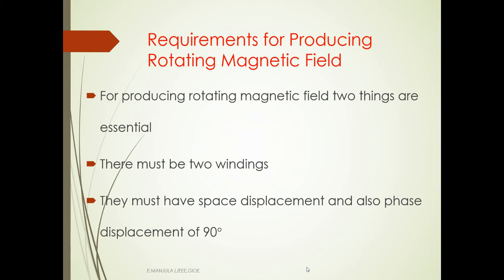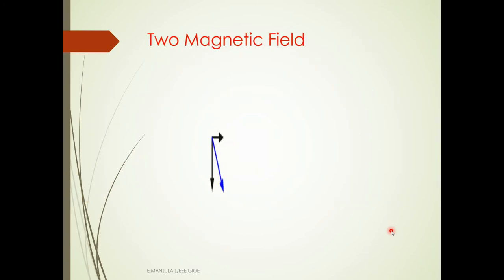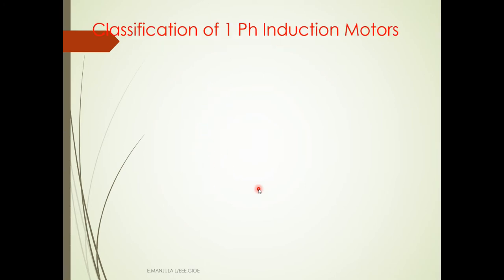So the requirements for producing a rotating magnetic field: two things are essential. There must be two windings, and they must have space displacement and also phase displacement of 90 degrees, so that they form a rotating magnetic field. You can see this animation. By the two magnetic fields, you can see the resultant magnetic field which is rotating.